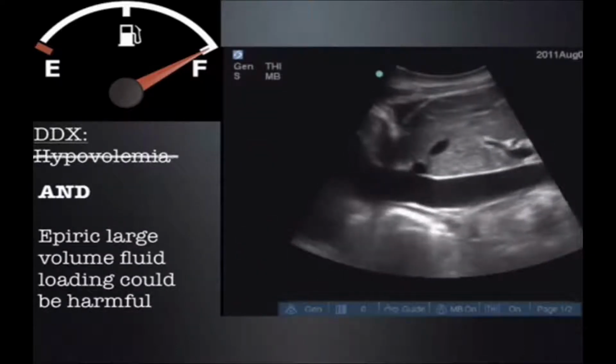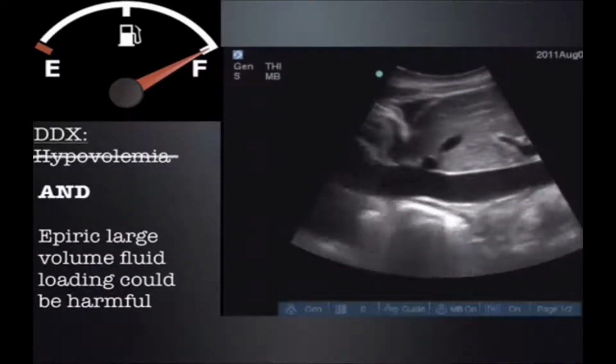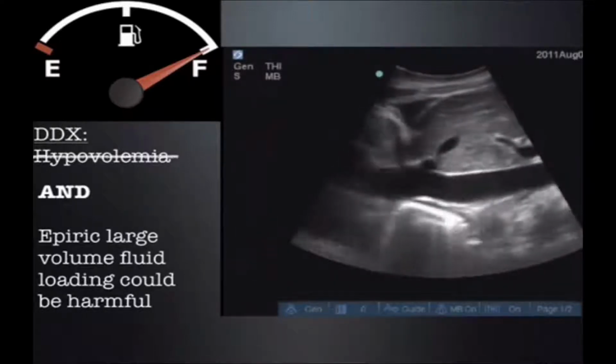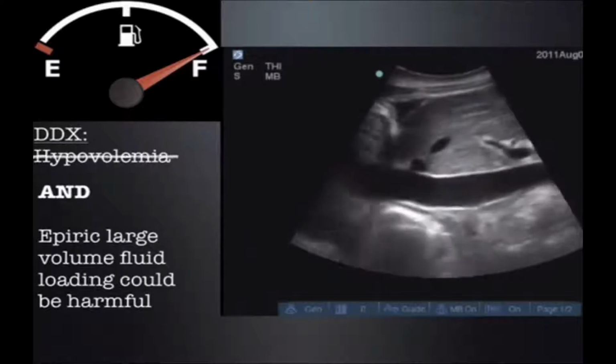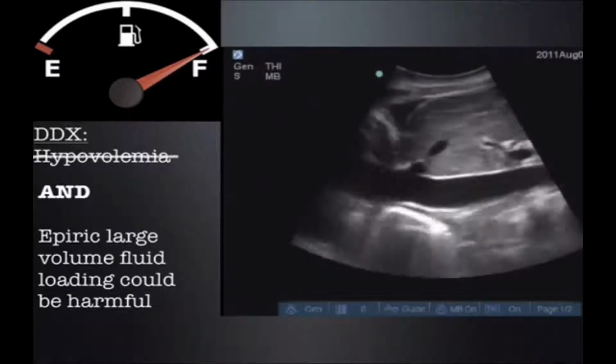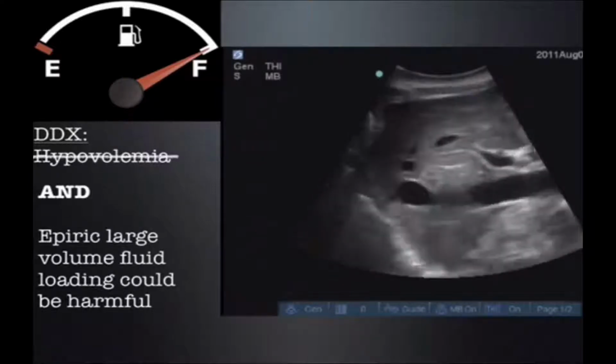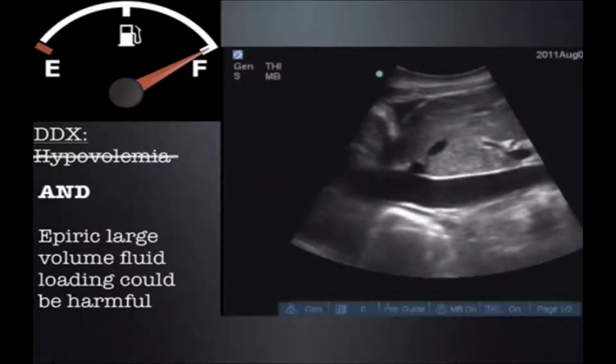And we know that empiric large fluid loading might be harmful. So rather than saying, go ahead and give this patient 3 liters and we'll repeat the ultrasound and continue to do our evaluation and workup, we'll say, let's go ahead and give a 500 cc bolus, see what the patient's blood pressure does, and continue our workup.